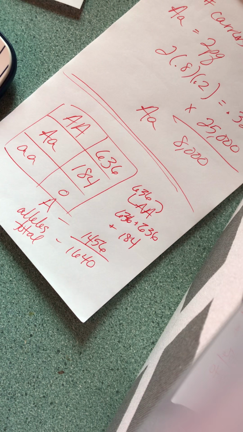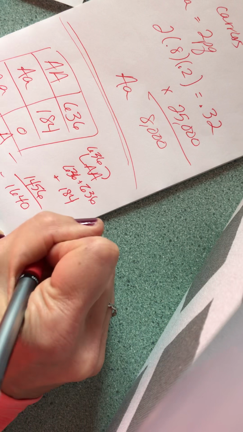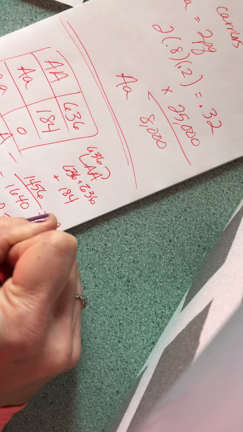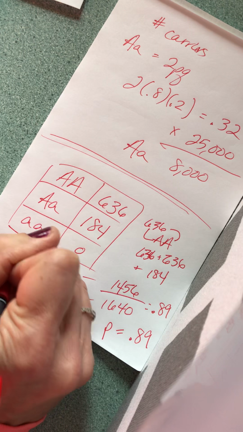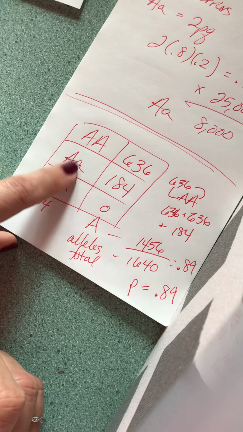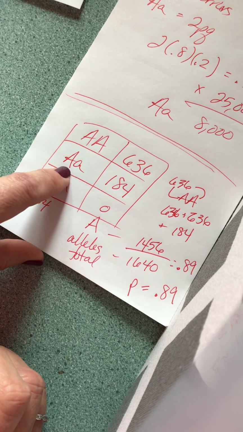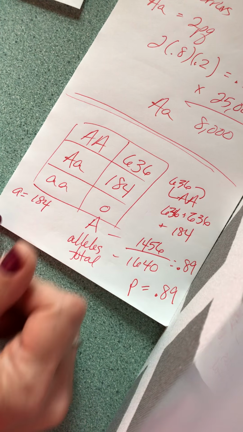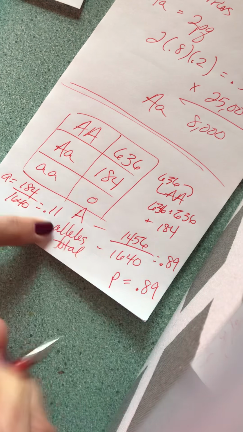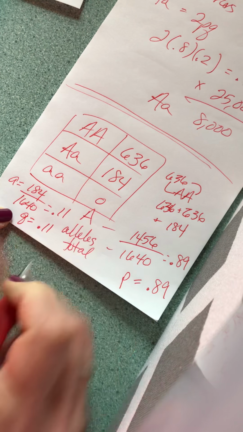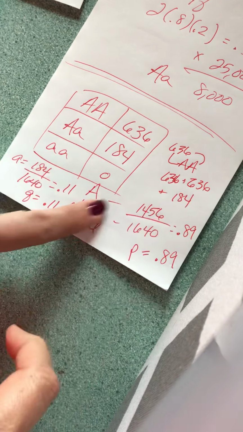So I can divide 1456 by 1640, and I get 0.89. So that tells me P. P is equal to 0.89. And then if I want to do my little a's, I don't have any little a, little a people, so the only little a's I have are the 184 people who have one each. So 184 out of 1640 is equal to 0.11. Which is awesome, because if my Q is 0.11, I would expect my P to be 0.89. So I know my math worked out.